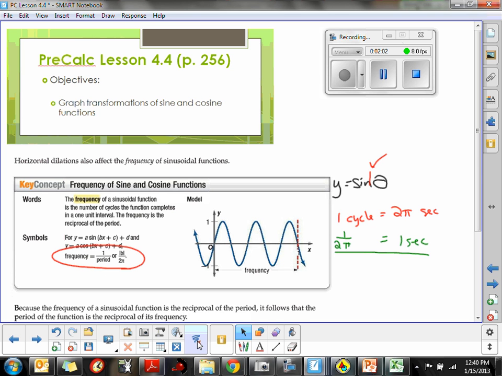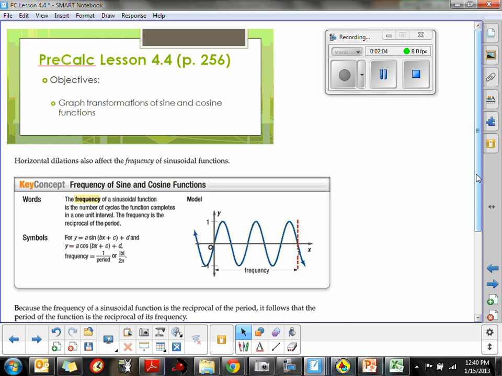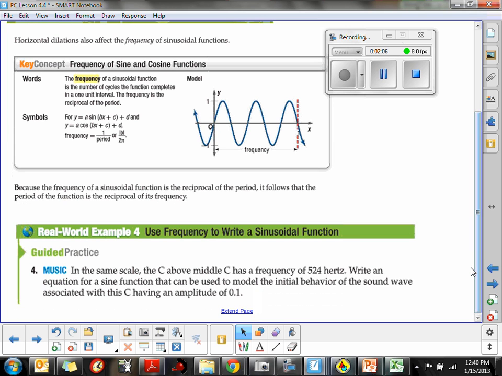Here's our real world example that they want us to sort through and analyze. It says music. In the same scale, the C above middle C has a frequency of 524 hertz. Write an equation for the sine function that can be used to model the initial behavior of the sound wave associated with this C having an amplitude of 0.1.